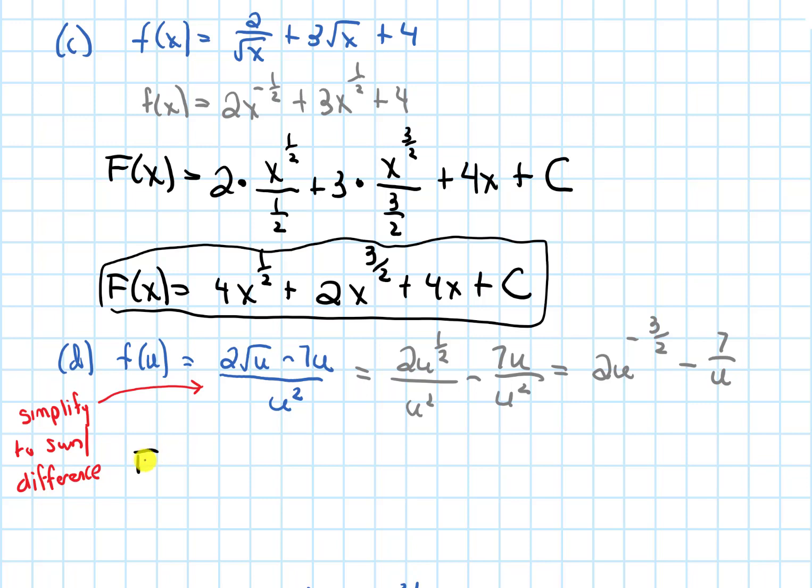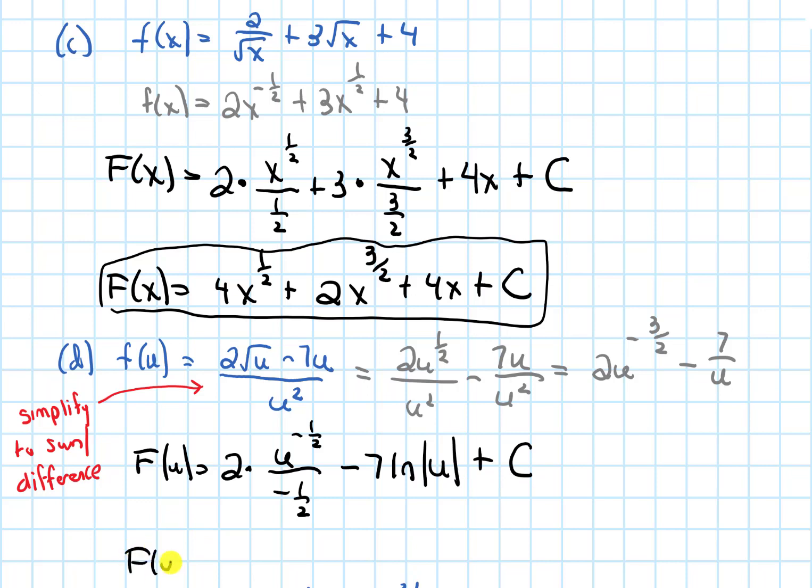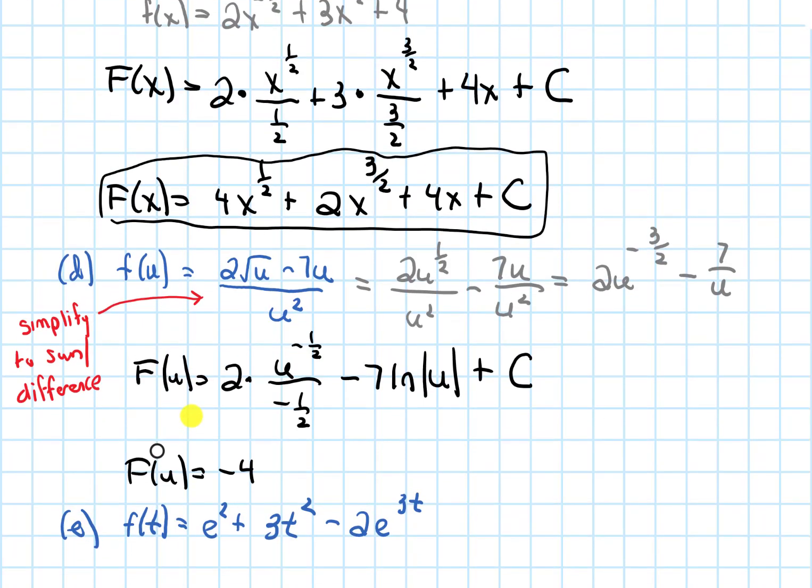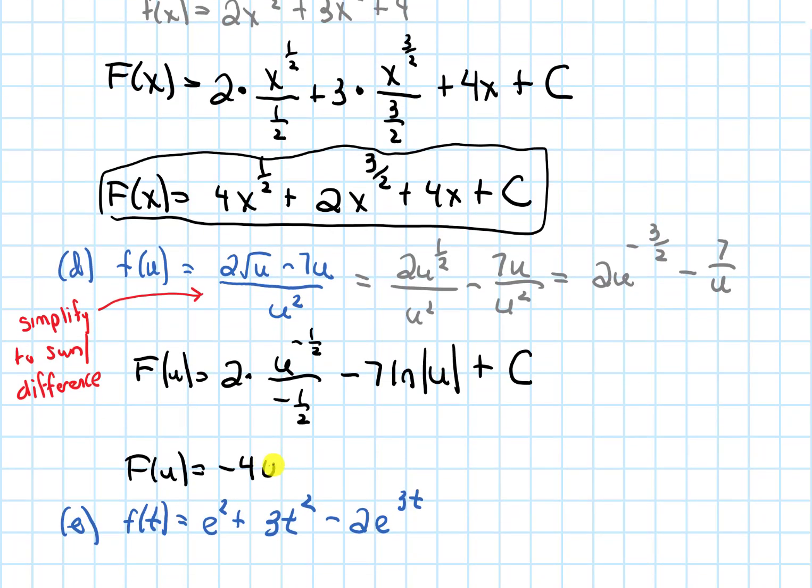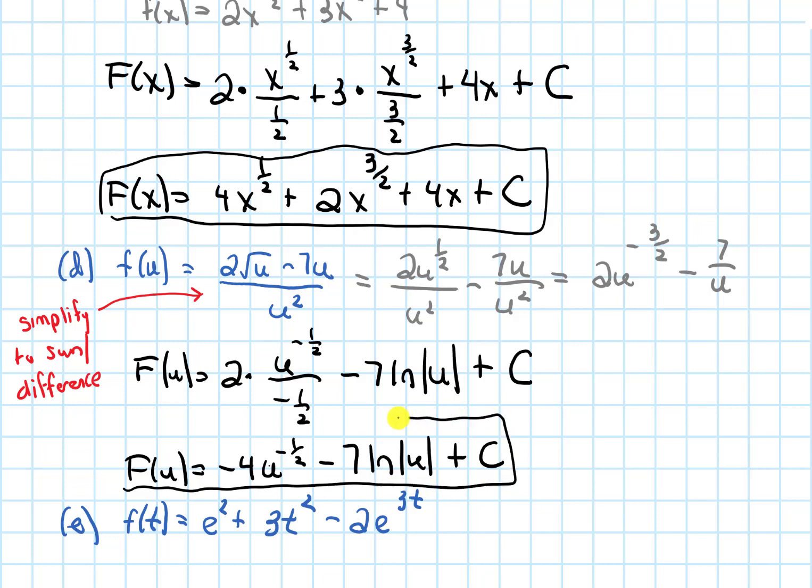This antiderivative, capital F of u, I'll get 2 times, I do a reverse power rule, u to the, add 1 to the power, negative 1/2, and divide by the new power. And then on the next term, that's going to be a minus 7 ln of u. And then I put my plus c because it's a general antiderivative. So if I simplify, we get F of u equals negative 4u to the negative 1/2 minus 7 ln of the absolute value of u, plus c. That is it, that's my answer.